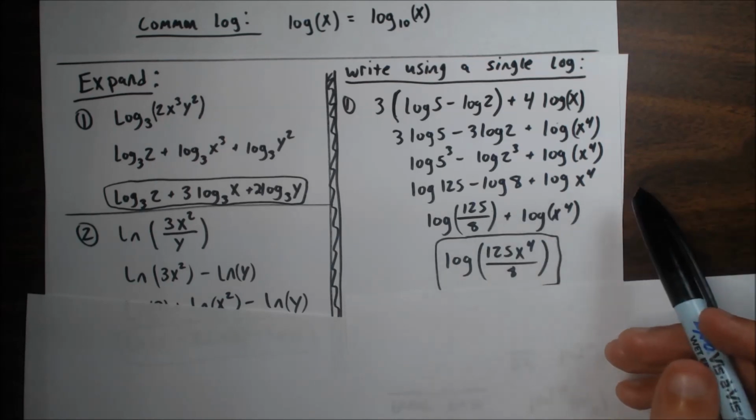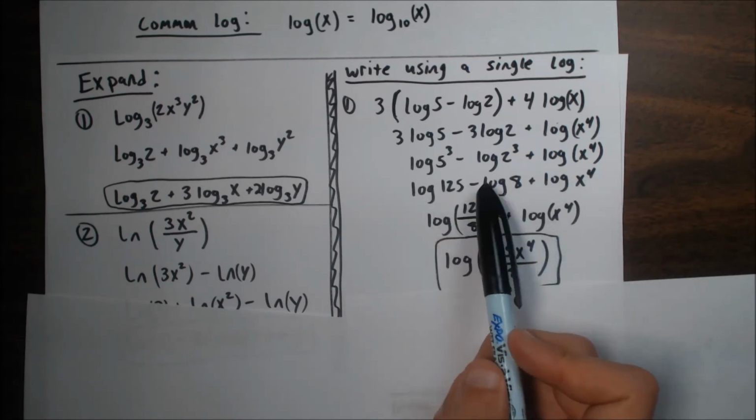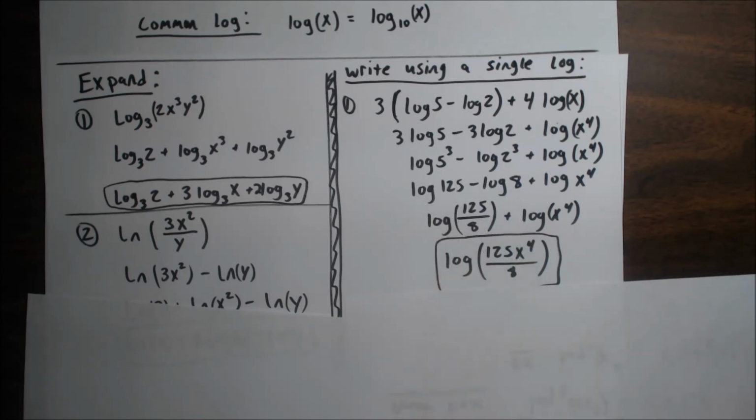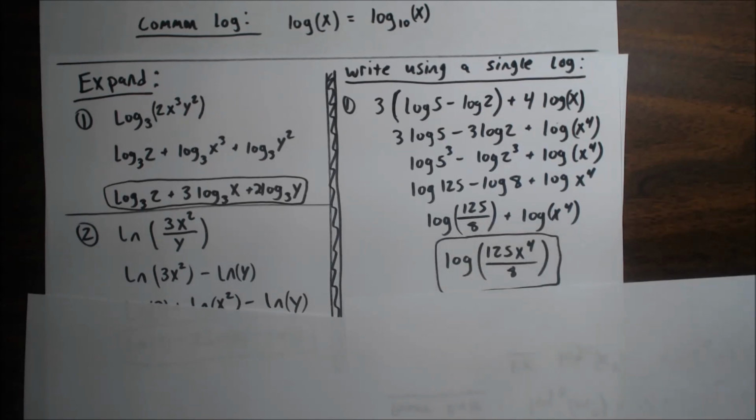So every time I apply one of these rules, notice I'm putting logarithms together. This subtraction, for example, I brought that together into one logarithm by dividing on the inside. I'm bringing these two logs together into one by multiplying on the inside. X to the fourth multiplies on the top. Now everything's written inside one logarithm.